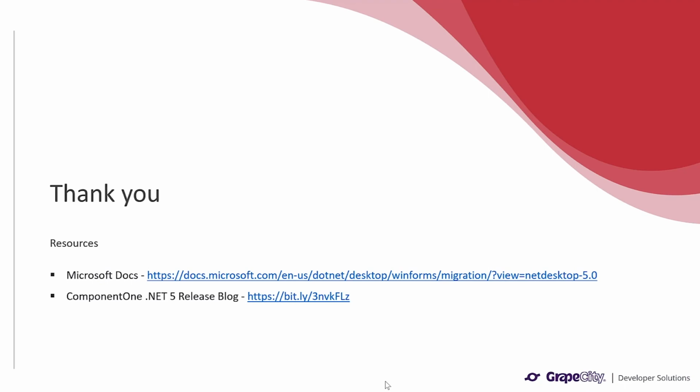That wraps up this webinar on migrating to .NET 5. Thank you for watching. Here are 2 key resources for you to check out. The Microsoft documentation has a lot of the same content that I just shared with you. If you are using Component 1 controls and looking to migrate to .NET 5, check out our release blog for more details.